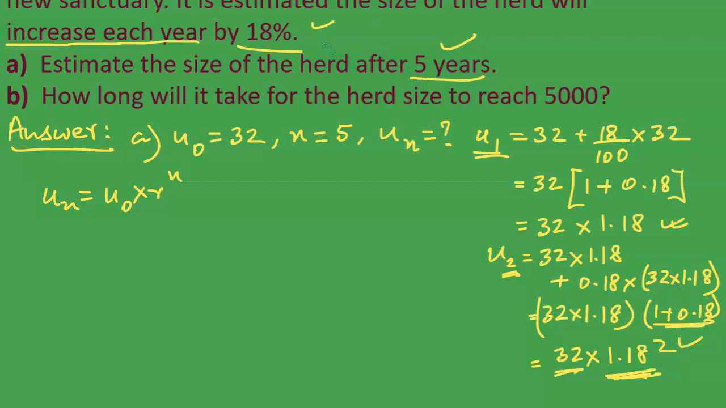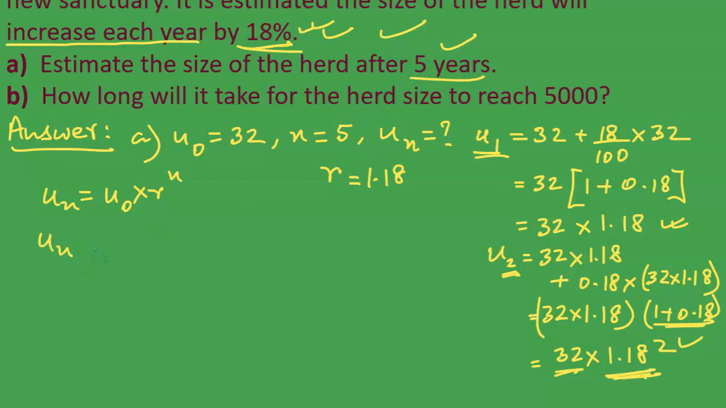When you are having something increasing by a fixed percentage every year, you first of all convert that percentage to a decimal number and add that decimal number to 1 to get the multiplier or the R. Whatever is the increase rate given in percentage, you convert that to a decimal number, and that decimal equivalent should be added to 1 to get the value of R. So, R value is equal to 1.18 in this case.